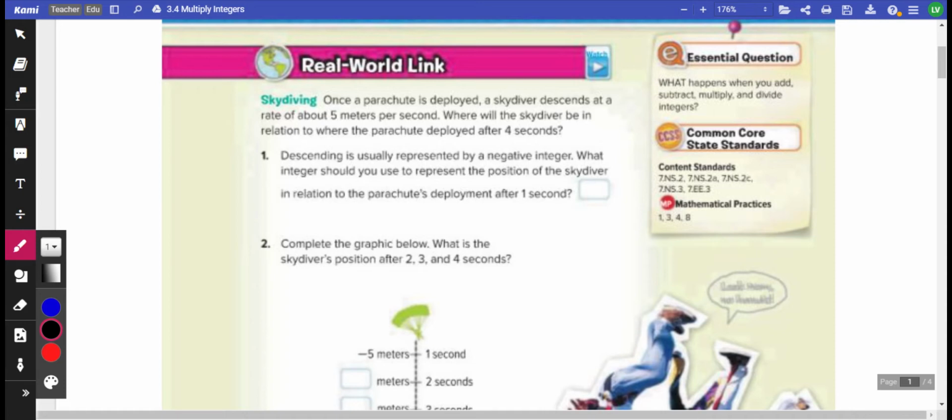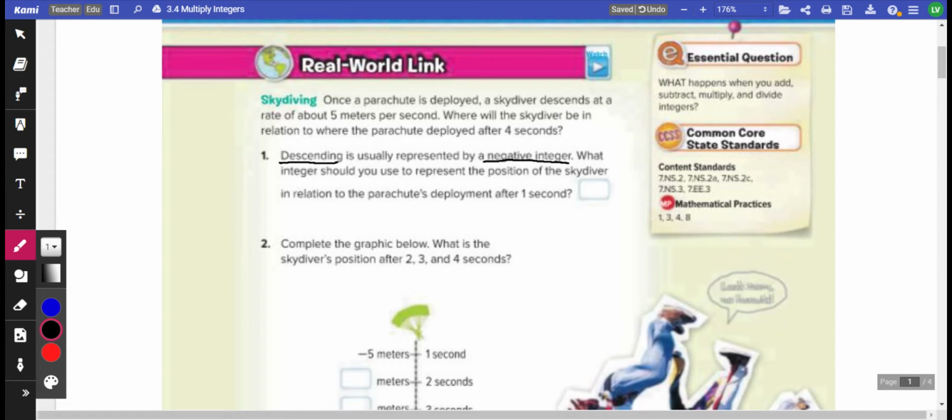So number 1, descending is usually represented by a negative integer. So let's underline that. Descending, negative integer. Because when you were descending, that means you were going down. When you are going down, that usually means that you are going in a negative direction.